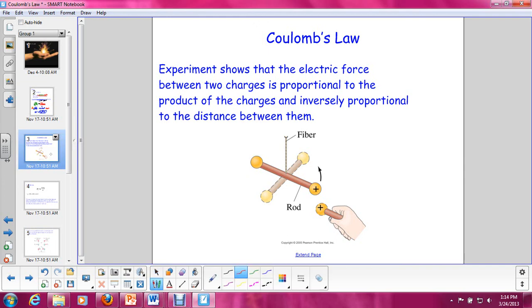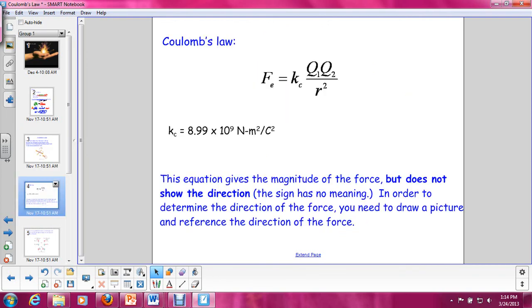And they do that in a very predictable way. It turns out the more charge you have, the more force you have, and the farther away those charges are, the less force you have between them. And this brings us to Coulomb's Law.